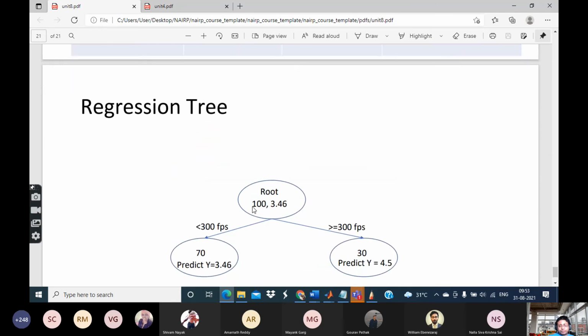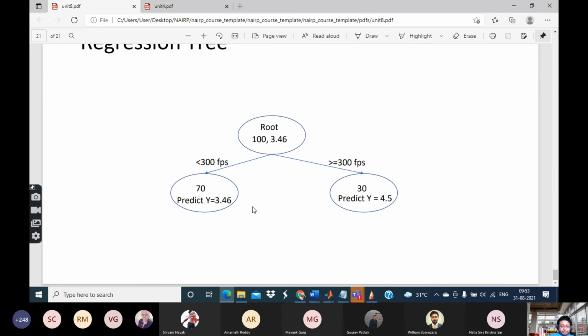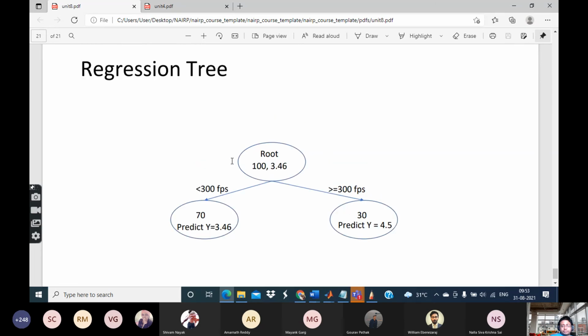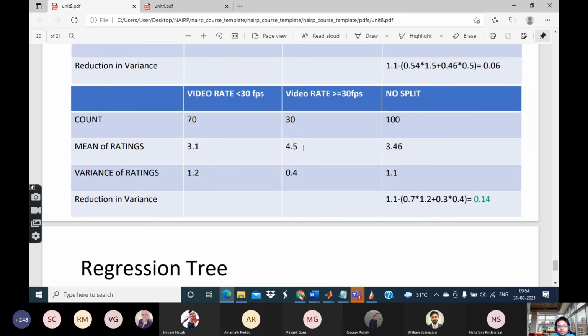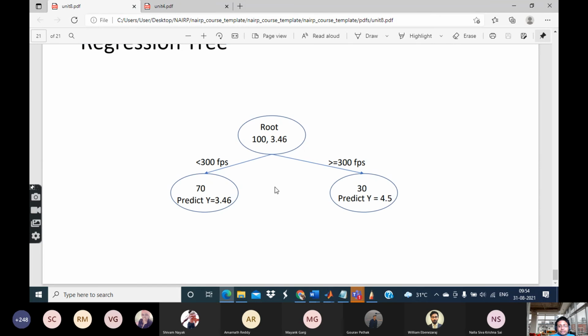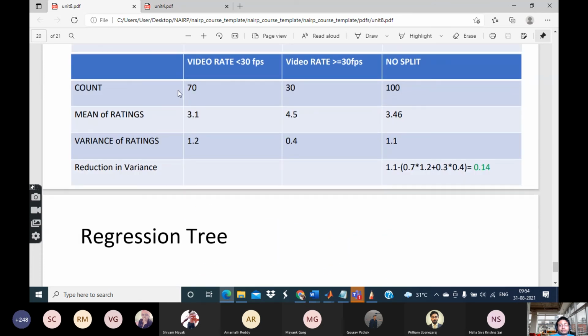But if you are going for a regression stump, that is, if you have to stop at one level of prediction, this is how you will have to do. So this is your root. Either you split on the basis of frames per second: sorry, not 300, 30 frames per second, less than 30 frames per second, or greater than 30 frames per second. If this one, then your prediction is going to be the mean value, which is 4.5. In this case, your prediction is going to be the mean value, which is, again sorry for the typo, not 3.46, it is 3.1.